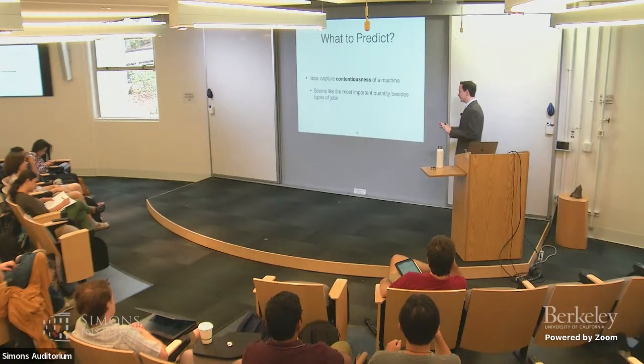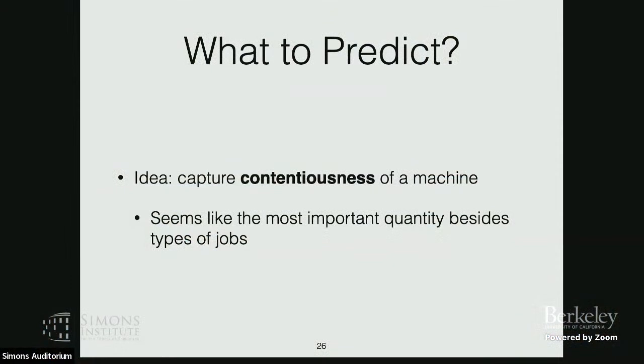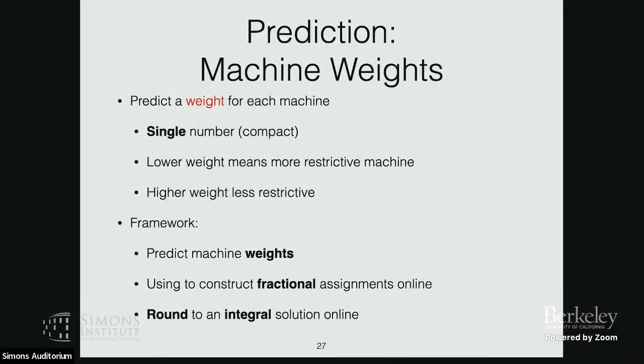So what came out of these ideas, like this is a warm up. These don't work, but through lots of different ideas, those here and others we thought of, what we want to know is something about how contentious a machine is. That seems like an important quantity for the restricted assignment problem. So we're going to predict something like this. Our idea is the following. We're going to predict a weight for each machine, a single number. On an intuitive level, lower weight means the machine is more restrictive. Higher weight means less restrictive. I'll tell you what the weights are in a second, but there's the framework. The framework is: predict weights. The weights are going to give me an online assignment rule, but it's going to do it in the fractional world. So we're going to smear jobs fractionally using these weights. And then separately from this fractional assignment, we'll round it to an integer solution.